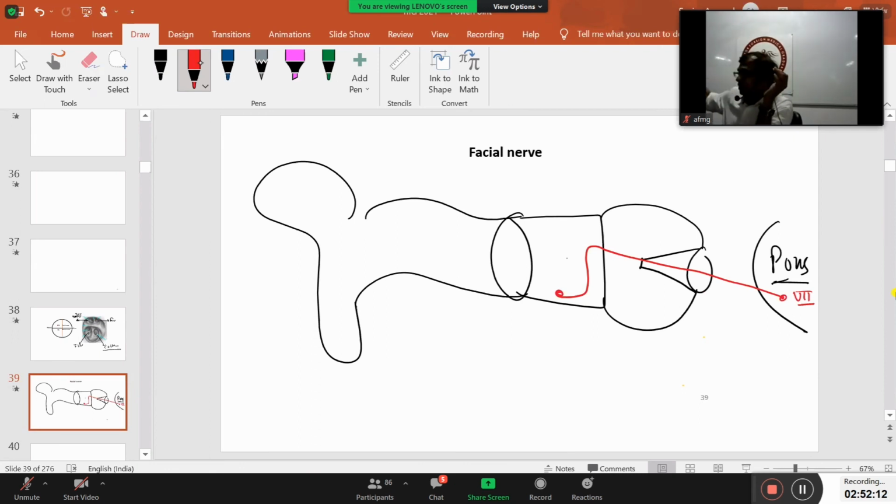You can see that from the pons, the nerve will cross the internal acoustic meatus. It will also cross the labyrinth and then enter the middle ear. And then from the middle ear it will go out to the muscles of the face. Where does it go ultimately? Muscles of the face. That's why it's called facial nerve.